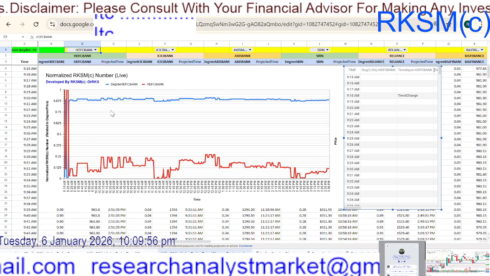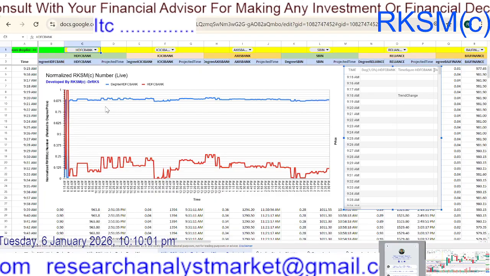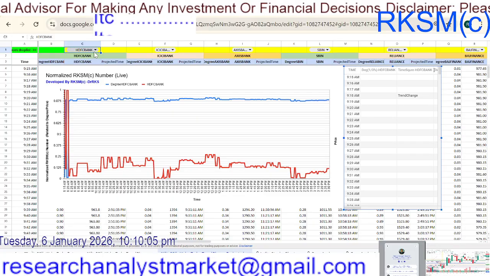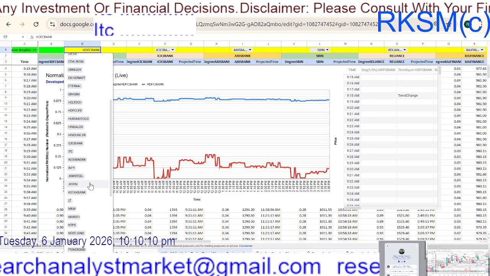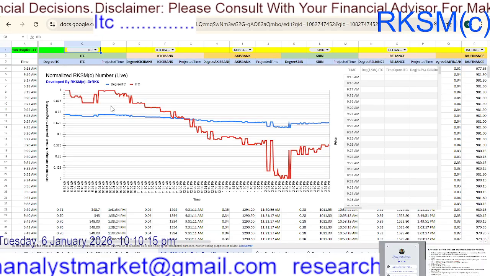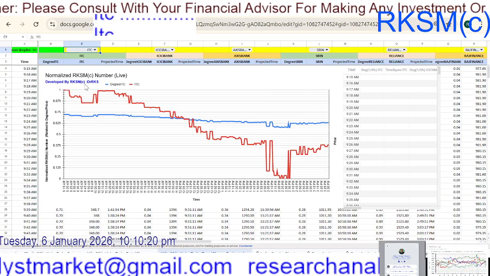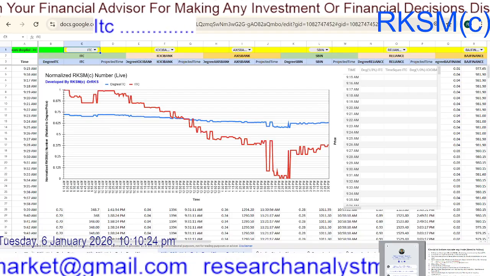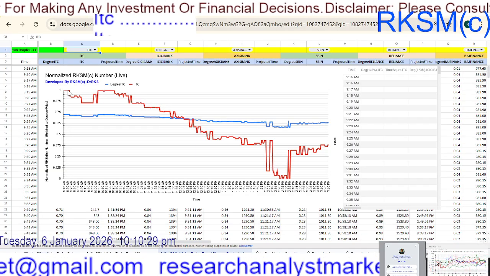Now we are not looking at all of them, we are just doing an ITC update, what's happening in ITC stock, because everybody is talking about the ITC stock. Here there is a drop down where we can select any stock, but our focus is on ITC. Having selected ITC, you can see what's happening in ITC throughout the day. The market starts from 9:15 in the morning and goes up to 3:30 p.m.